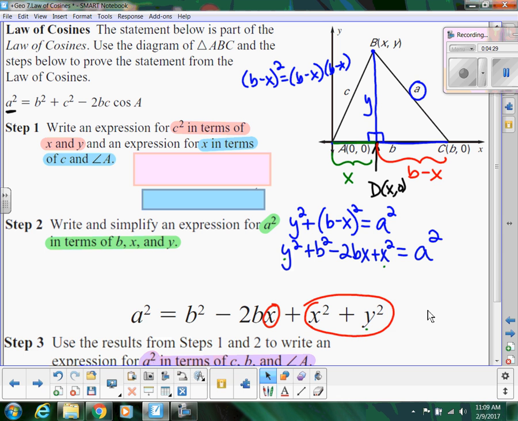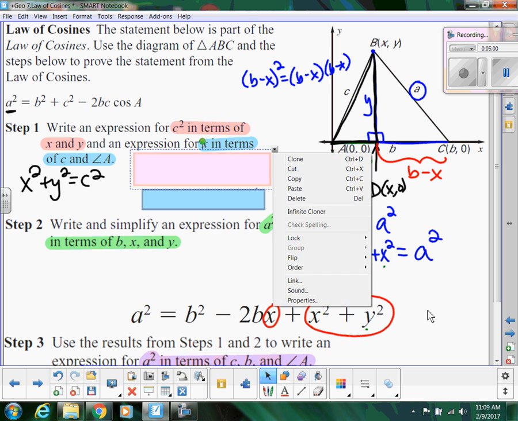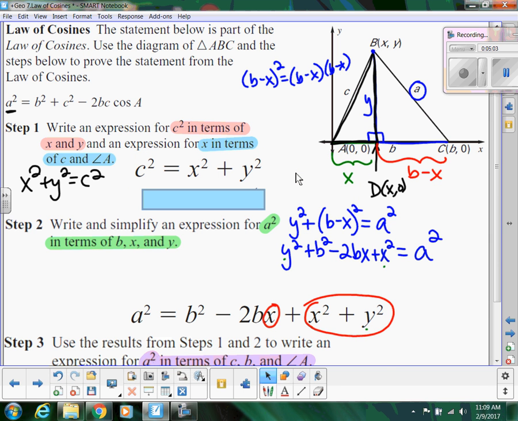Okay, so I need to replace those. So that's what step 1 is all about. We're going to write c squared in terms of x and y, and then we're going to write an expression for x, because we're trying to replace x squared and y squared. So that's when we move over to the other right triangle, the one on the left. Notice that if I do the Pythagorean theorem there, I get x squared plus y squared equals c squared. Right, so that can help me replace that x squared plus y squared. So that gets replaced with c squared.